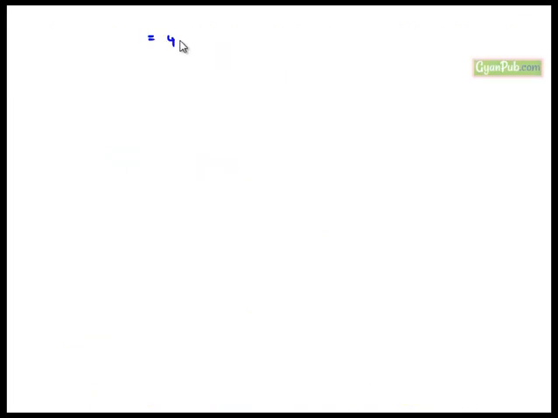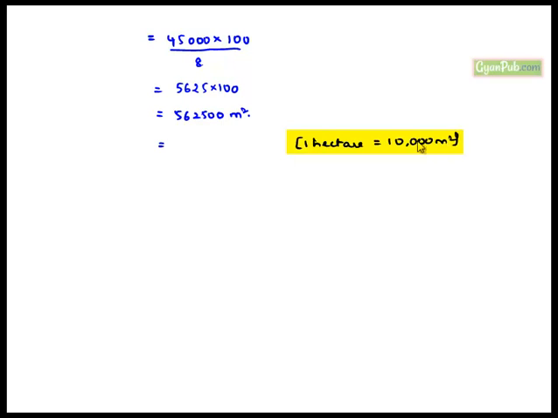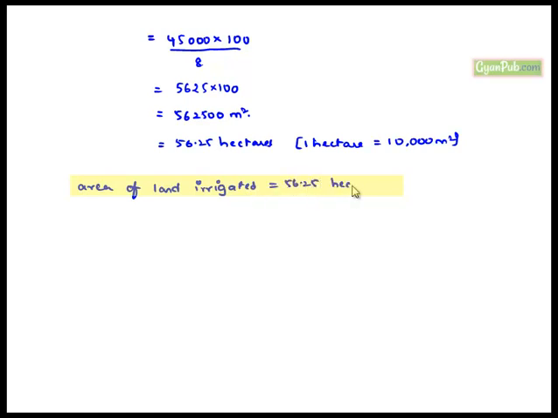That is equal to 45,000 times 100 divided by 8. Here 8 goes in 45,000, 5,625 times, into 100, that is equal to 562,500 meter square of land. If we convert this into hectares, we know that 1 hectare is equal to 10,000 meter square. Here 562,500 meter square of land will be equal to 56.25 hectares. Therefore, the area of land irrigated with the 30 minutes flow of the canal is 56.25 hectares. That is the solution.